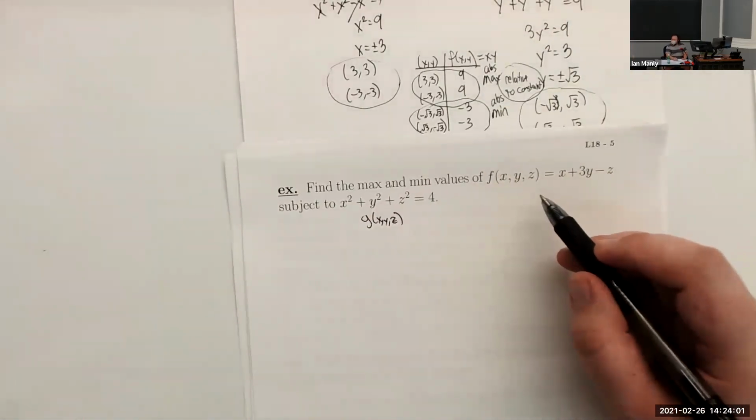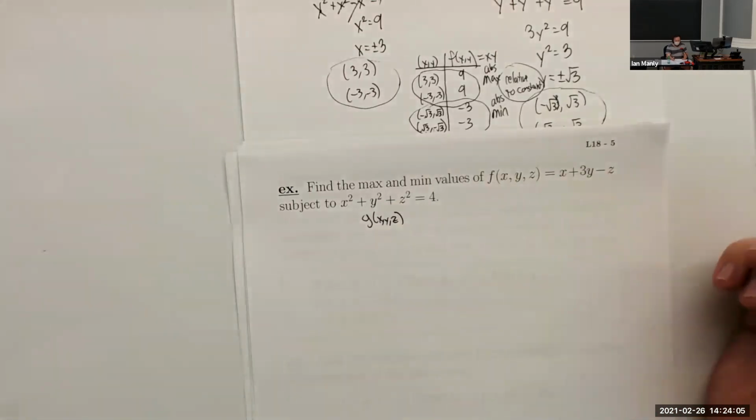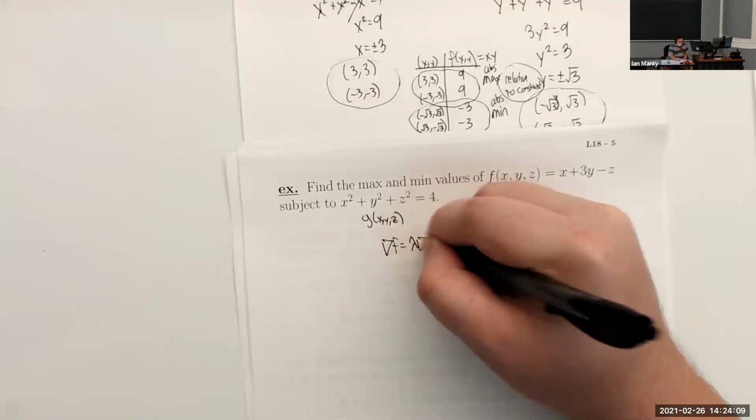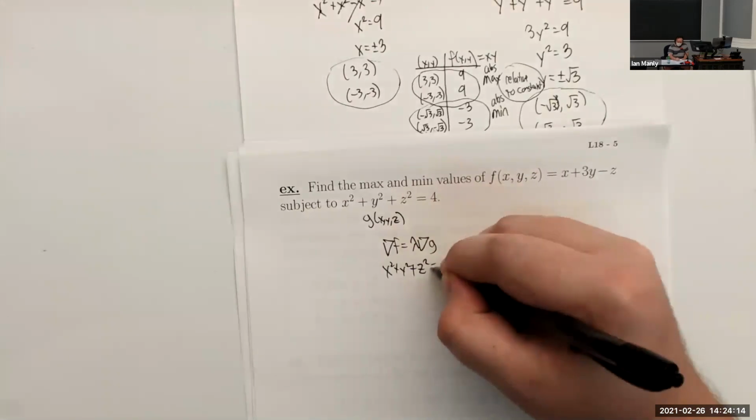All right, now the only difference between this problem and the previous problems is there's just one more variable. And all that means is we're just going to get one more equation in our gradient. So we have that the gradient of f is lambda times the gradient of g, and we have our sphere.